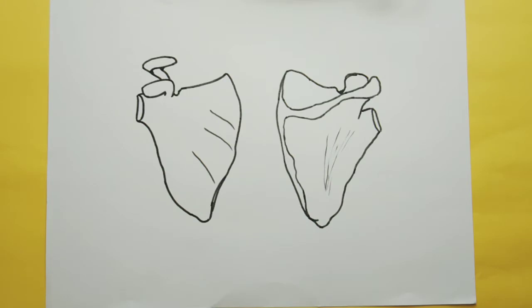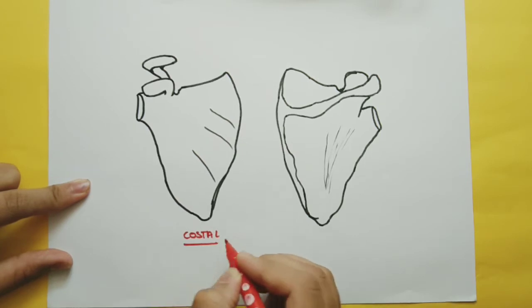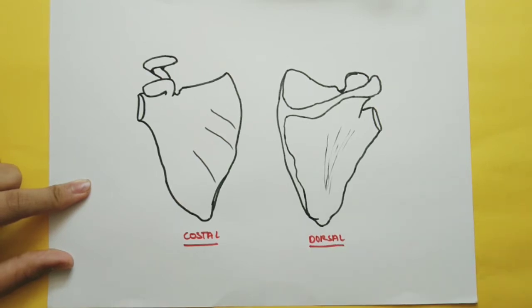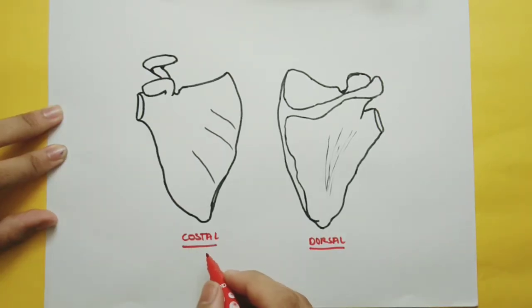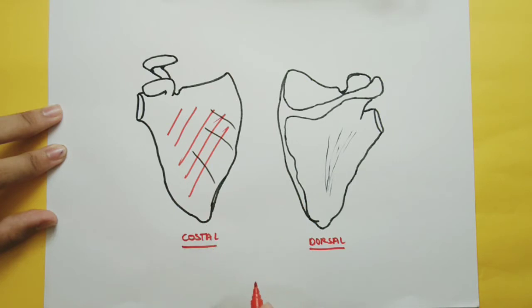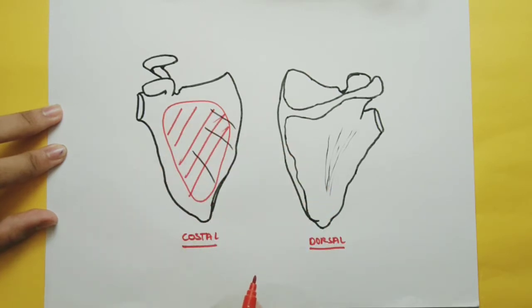Let us take a look at these diagrams. This is the costal view and this is the dorsal view. This costal surface of the scapula faces the ribs in front, and it has a shallow subscapular fossa. This region is called the subscapular fossa, which helps for the attachment of the subscapularis muscle.